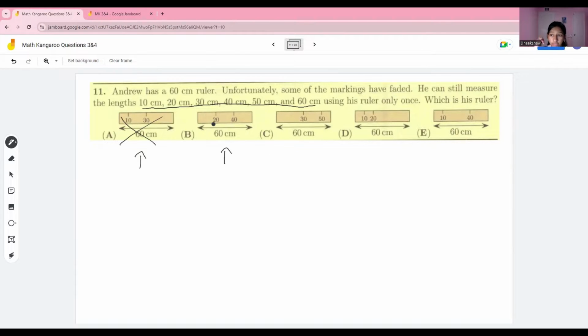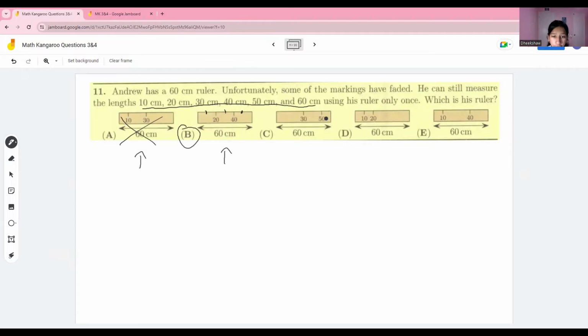Theoretically, the human mind can process what half lengths seem like from a distance. From this ruler, we can tell that this is the 10 centimeter, this is the 30 centimeter, this is the 50 centimeter, this entire thing is the 60 centimeter. So for now, this answer works. Let's try to look at the other options.